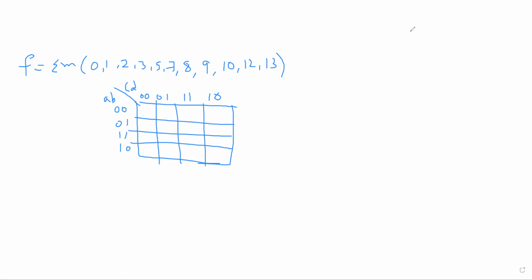At what positions do we have to plot 1? At position number 0, at position number 1, at position number 2, at position number 3, then similarly position number 5, 7, position number 8, position number 9, position number 10, position number 12, and position number 13.